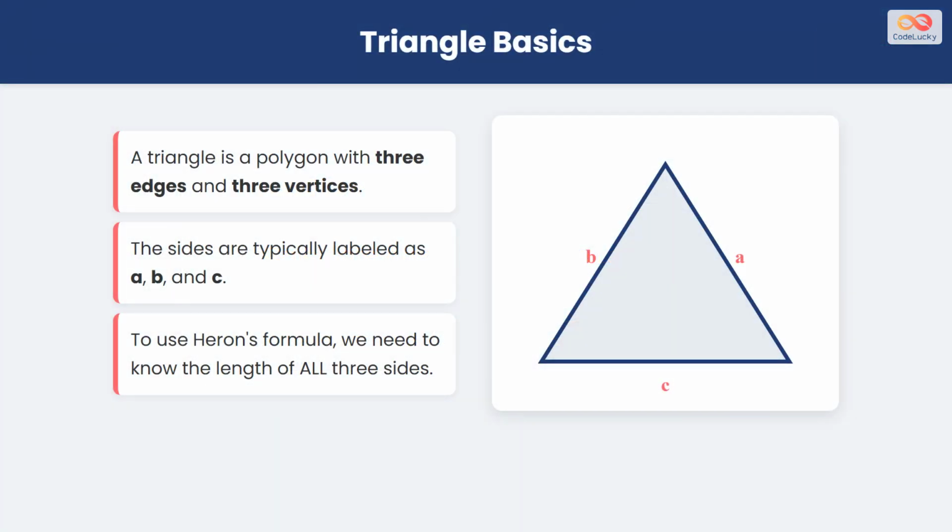Before we dive in, let's quickly review the basics. A triangle is defined by its three edges and three vertices. We usually label the side lengths as a, b, and c. To use the method we are learning today, you must know the specific measurements of all three of these sides.